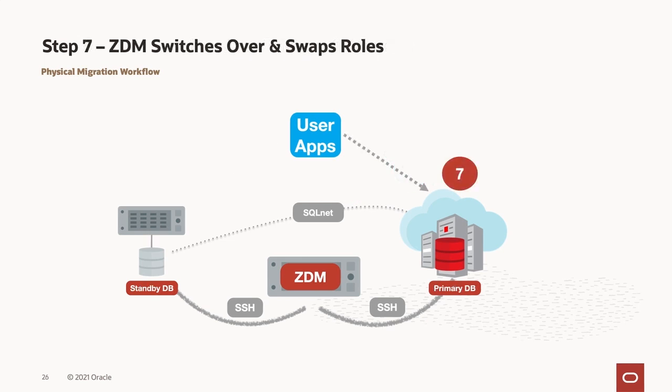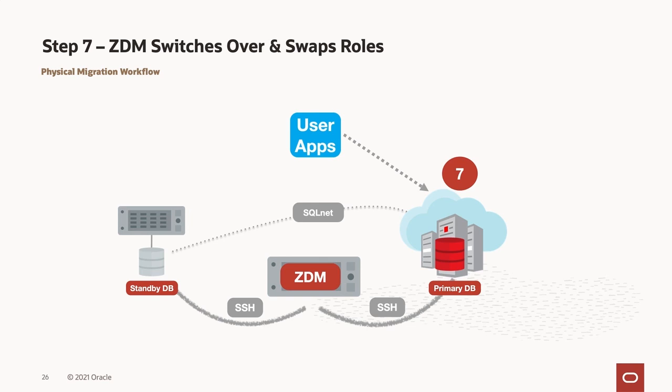Of course, the next step is for ZDM to perform a switchover and a role swap. So now the original source database is a standby database, and the target database is a primary database, and the application is pointing to that primary database. And of course, ZDM automates all this process.